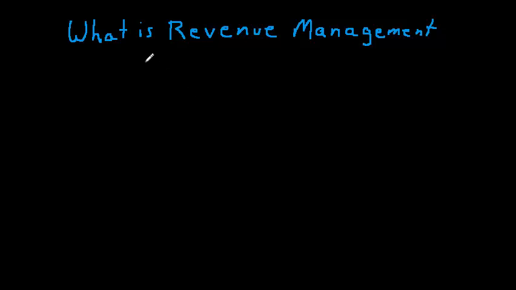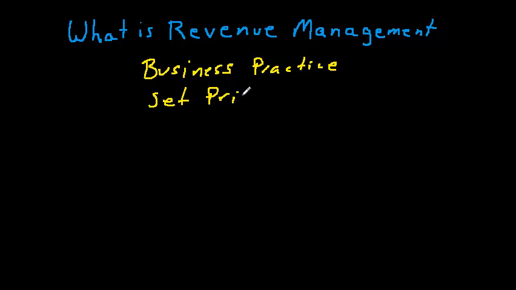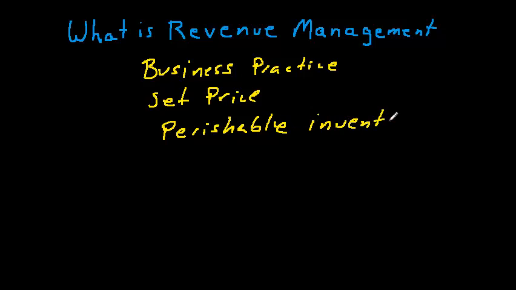I'm going to say that revenue management is a business practice. Certainly we use a lot of science, but it's really just a way of managing your business to set prices when there is perishable inventory. And we're going to give an example of this right now. The example I like to use for a business that has perishable inventory is a grocery store or a fruit vendor.